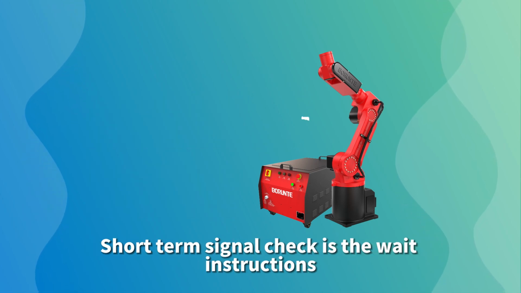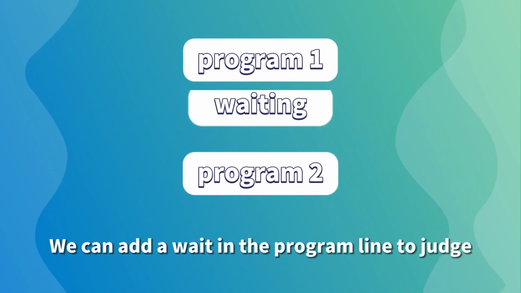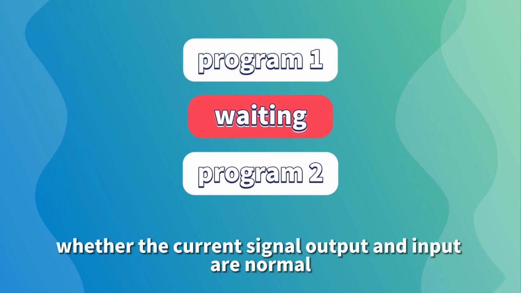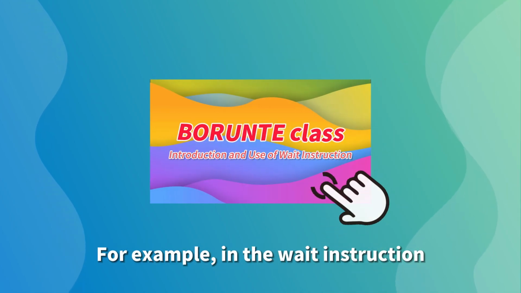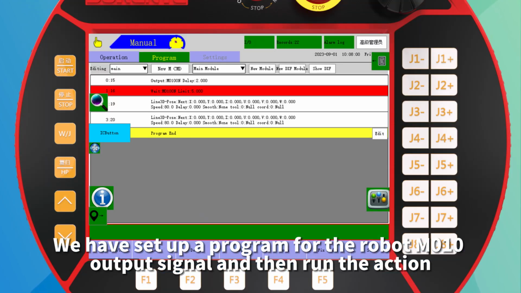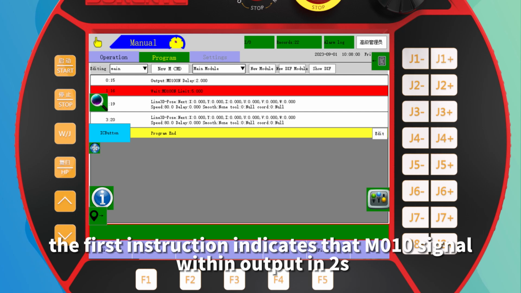Short-term signal check uses the wait instructions. We can add a wait in the program line to judge whether the current signal output and input are normal. For example, in a wait instruction, we have set up a program for the robot: M010 outputs a signal and then runs the action. The first instruction outputs the M010 signal.